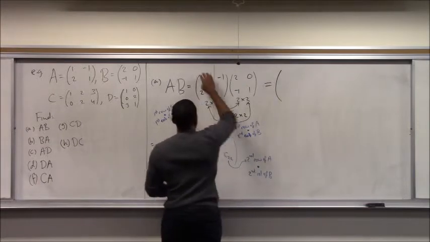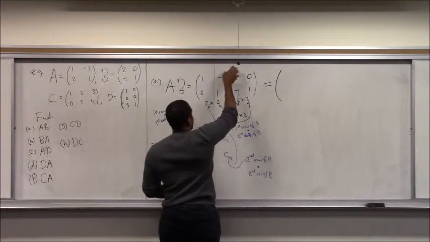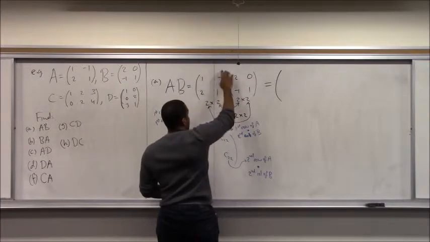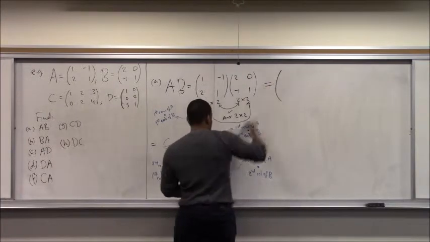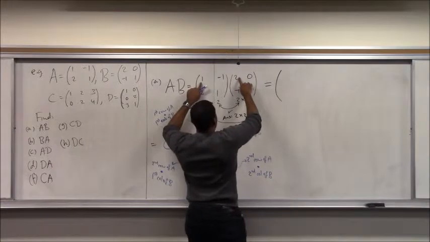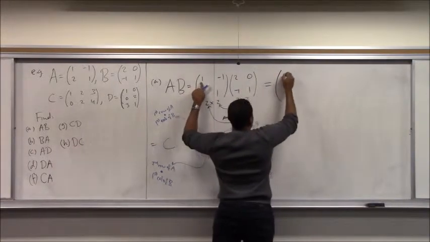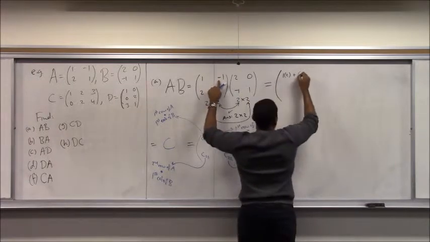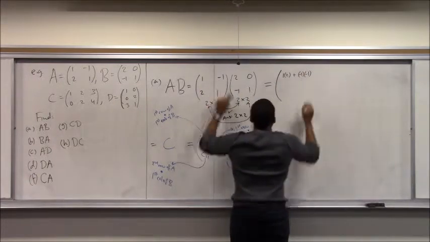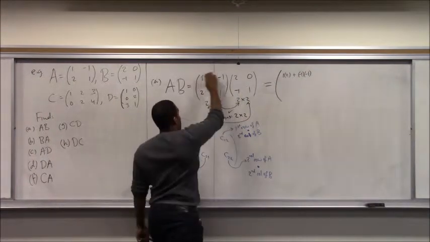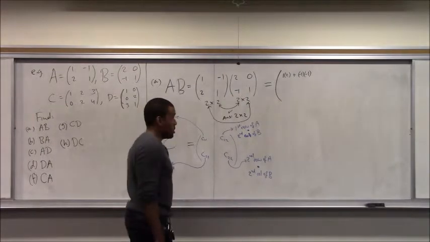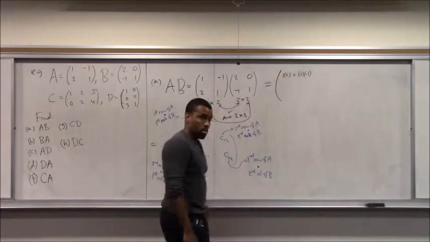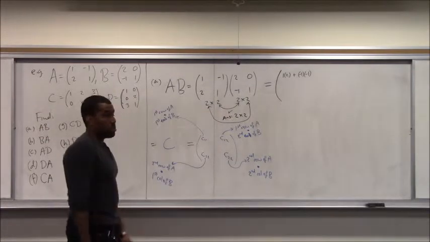So, I'm going to take the first row here, multiply by the first column. First row, first column goes here. So I'm going to take 1 times 2 plus minus 1 times minus 1. So I take this times that, and I take the dot product. So I multiply the corresponding guys and add them together. That would be the first number.